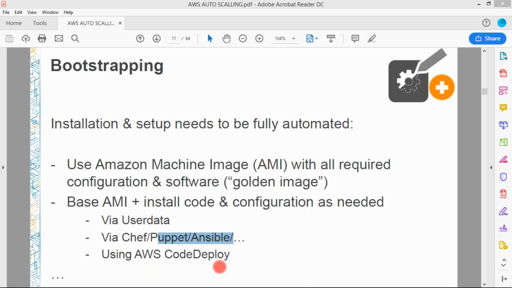So like Lambda, you can use it. Elastic Beanstalk, you can use it. CodeDeploy, you can do it. So bootstrapping means that once your system or instances boot, what kind of things are available at the same time.